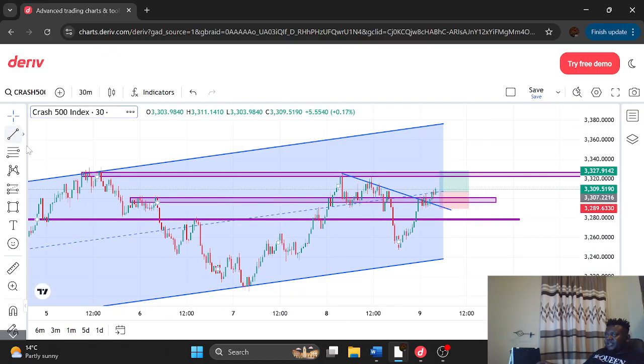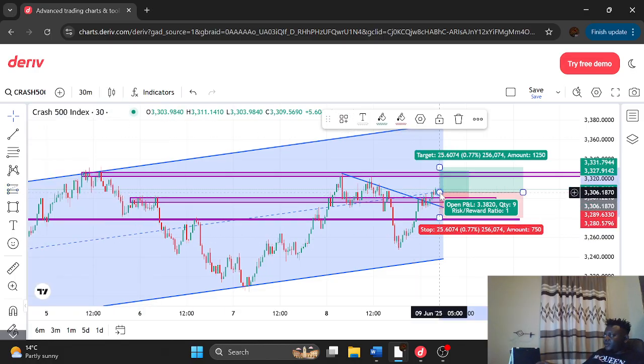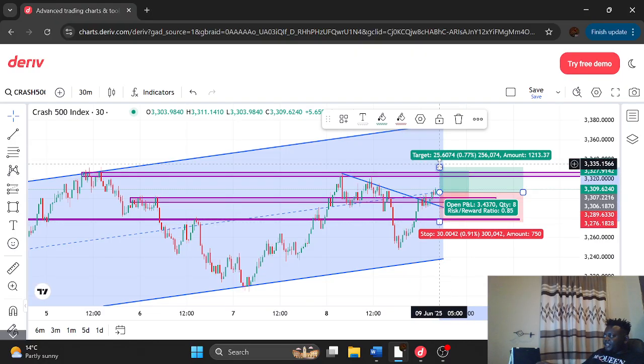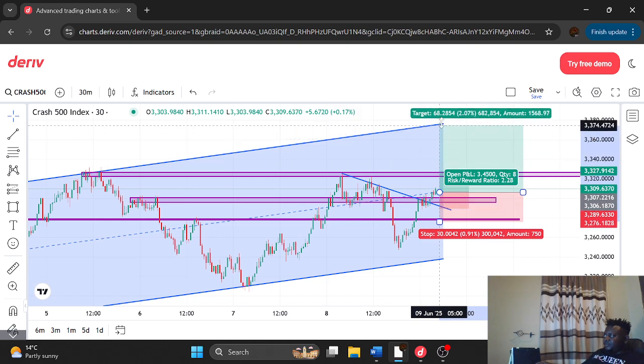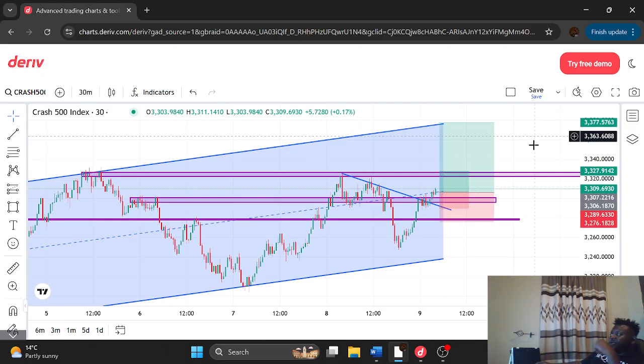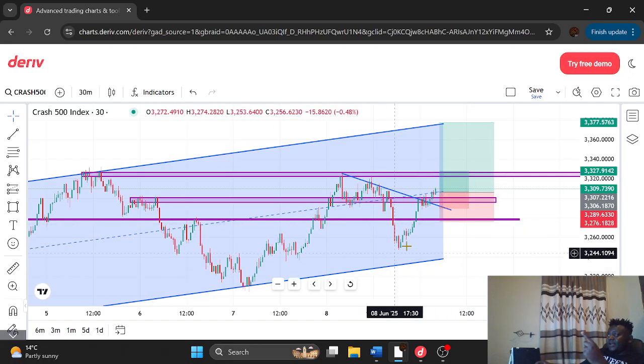Then our second trade would be the same entry, where it is right now. Our stop loss would be a bit lower, just under the first zone here, and our take profit would be at the top of this line after it breaks this liquidity, and then it heads up to touch the first resistance. So working with that, you now have two good trades that you can enter and make money on Crash 500.